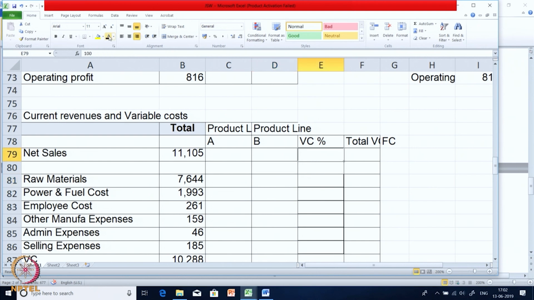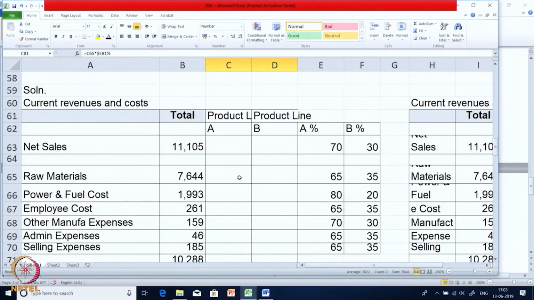So, what is the variable component of sales? Obviously, it is 100%, and then you will easily be able to charge the sales to A and B. Now, what is the variable component of raw material? Again, it is 100%. Charge it in the relevant proportion. Getting it? Like that, you will have to go ahead.